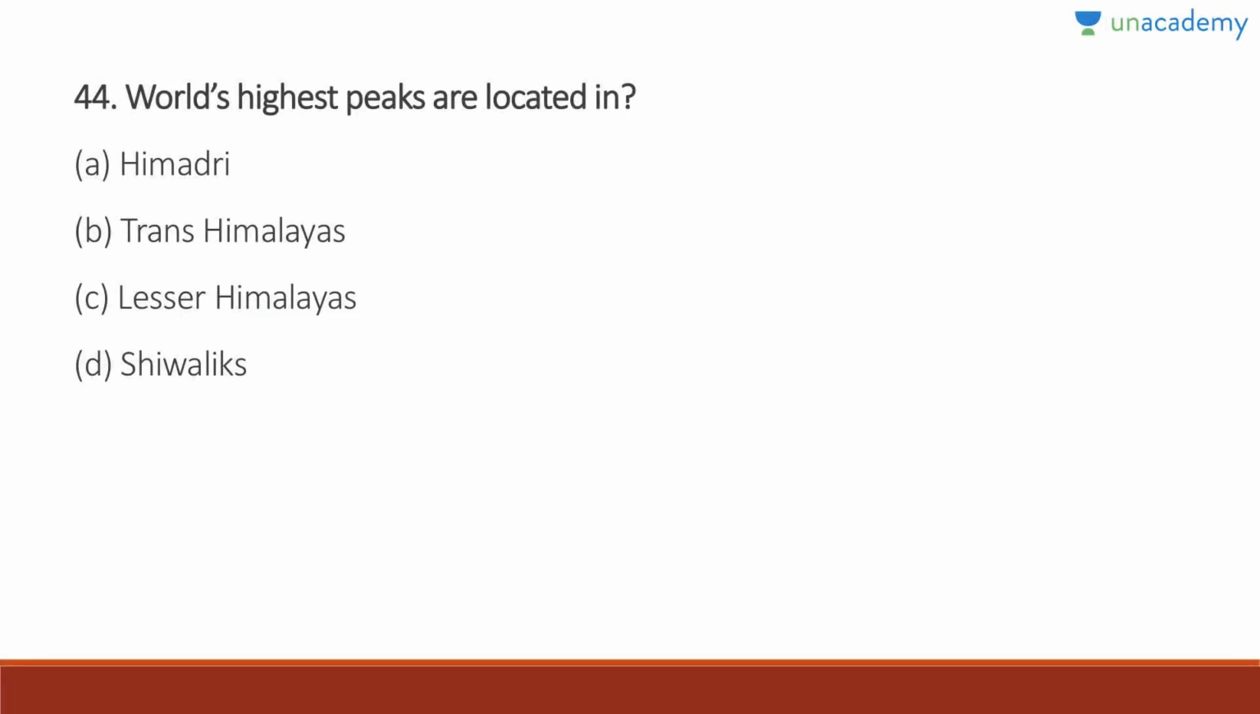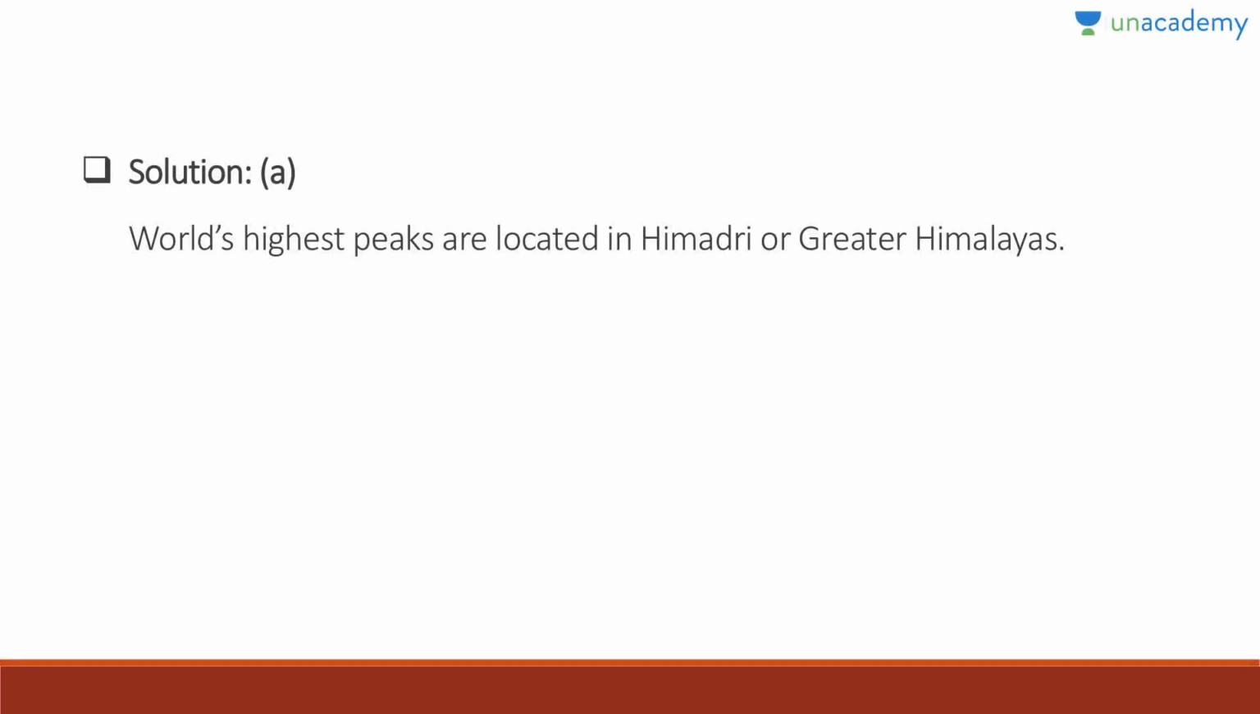Question number 44. World's highest peaks are located in which of the following places? So world's highest peaks are located in Himadri. So answer here is A. So Mount Everest and all these are located here. World's highest peaks are located in Himadri. They are also called as Greater Himalayas.